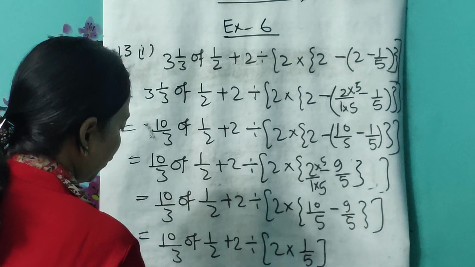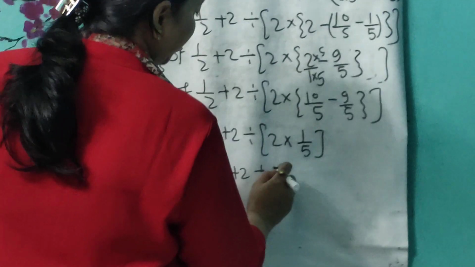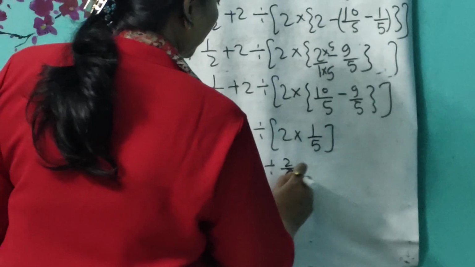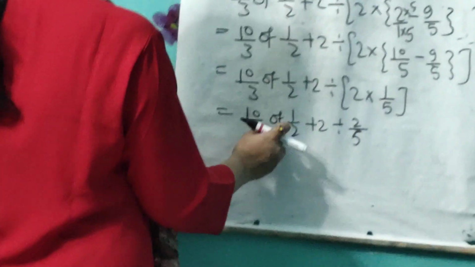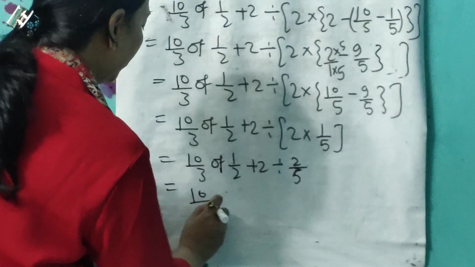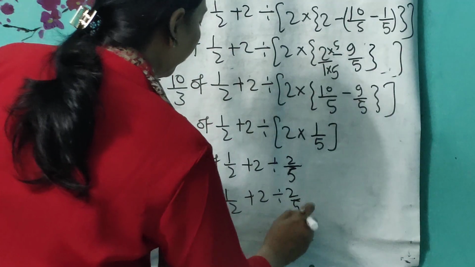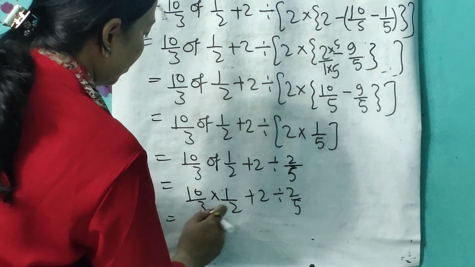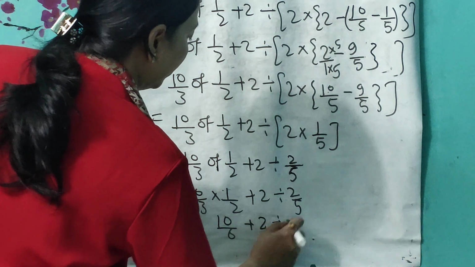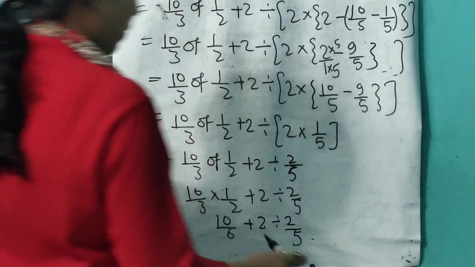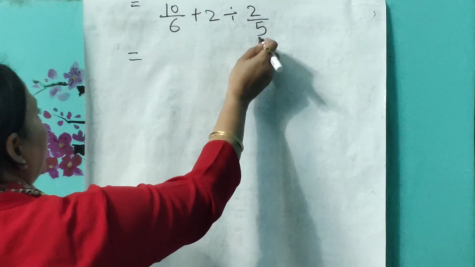Now 10 by 3 of 1 by 2 plus 2 divided by 2 into 1 by 5, it will be 2 by 5. Now we will solve this of first. After solving all the brackets, we will solve of. So 10 by 3 into 1 by 2 plus 2 divided by 2 by 5. So here we will get 10 ones are 10, 3 twos are 6. 10 by 6 plus 2 divided by 2 by 5.